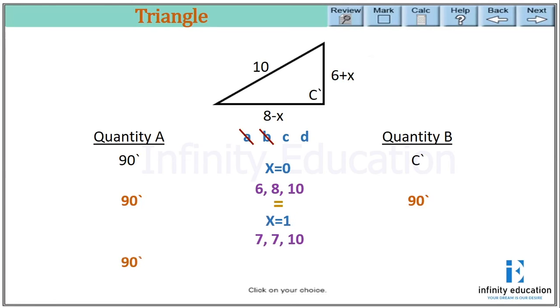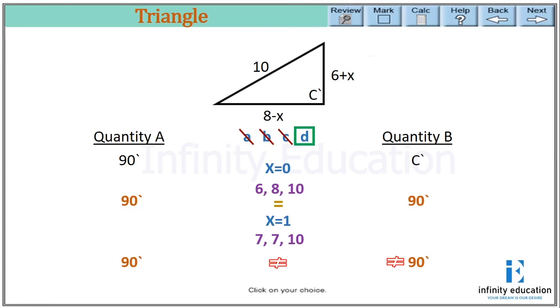So whatever the value for the quantity B should be, it should not be equals to 90. It can be greater than 90, it can be lesser than 90. I'm not going into that. But the thing is that they are not equal to 90. So if they are not equal to 90, I can eliminate option C and D has to be my answer to the question. I hope the question is clear.